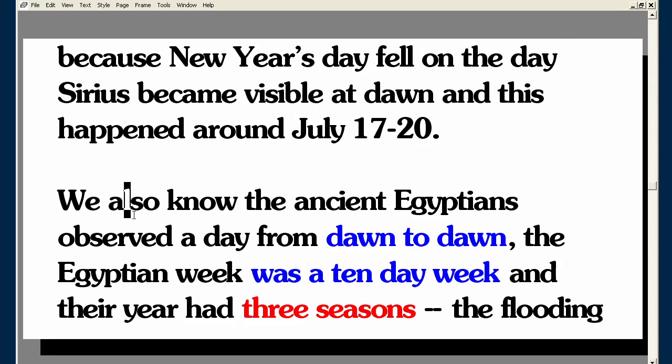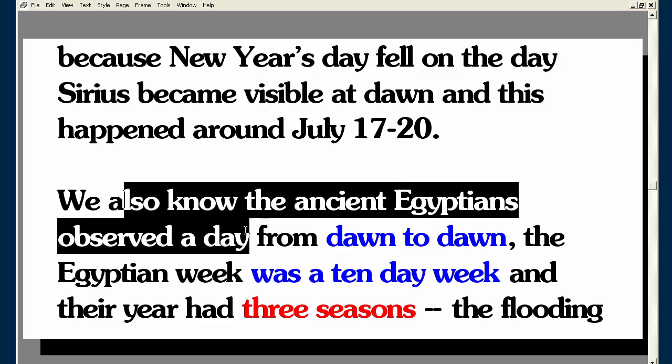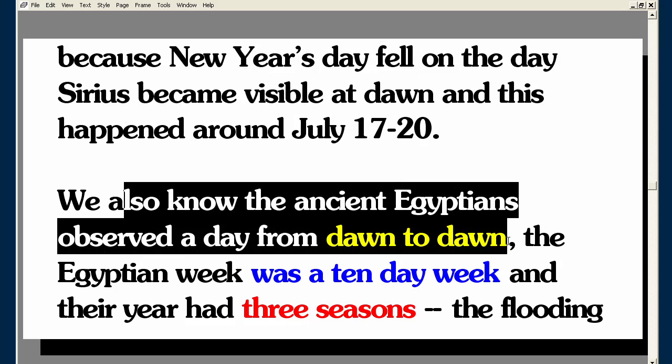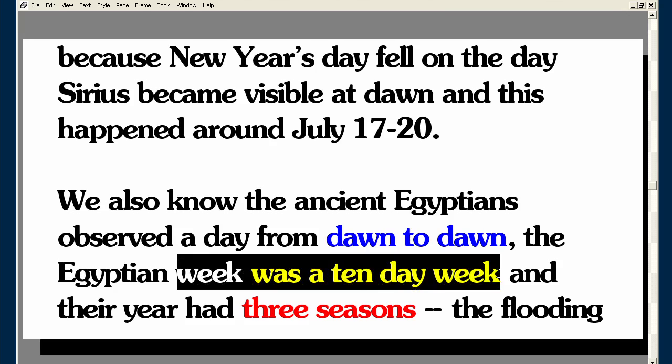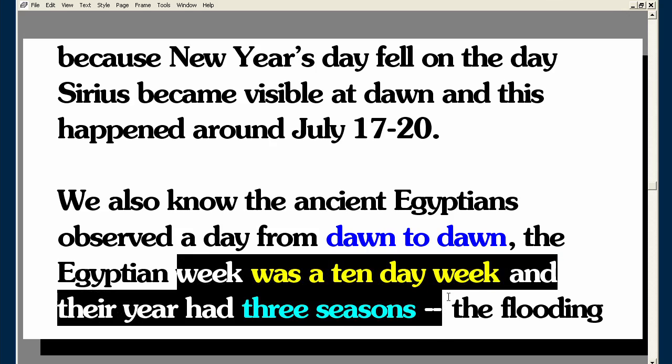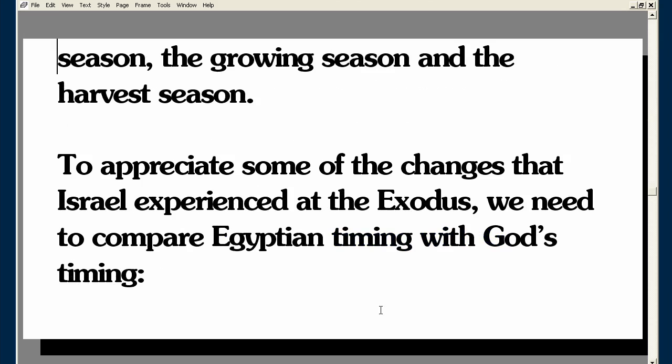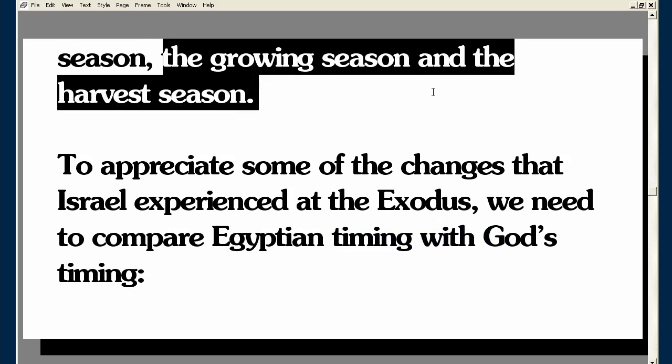We also know the ancient Egyptians observed a day from dawn to dawn. The Egyptian week was a 10-day week, and their year had 3 seasons: the flooding season when the Nile overflowed, the growing season, and the harvest season.